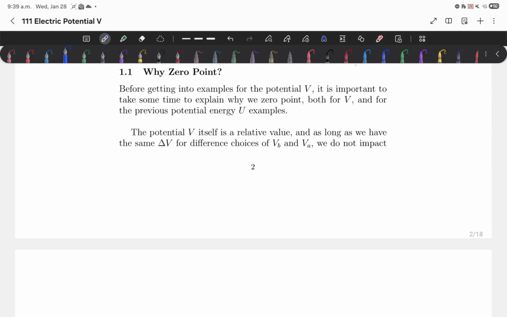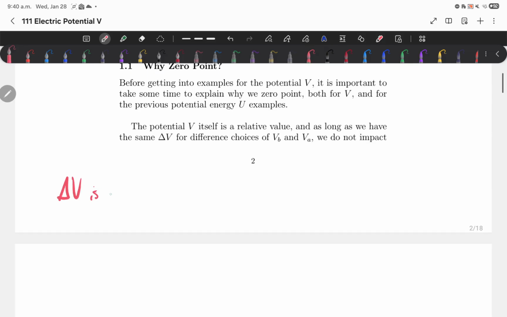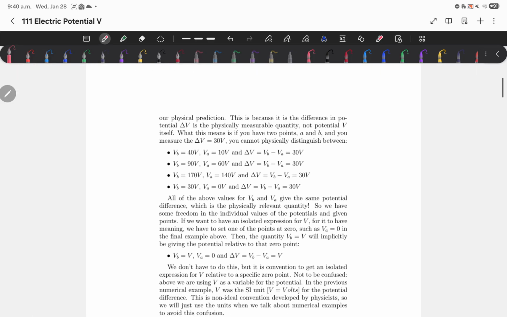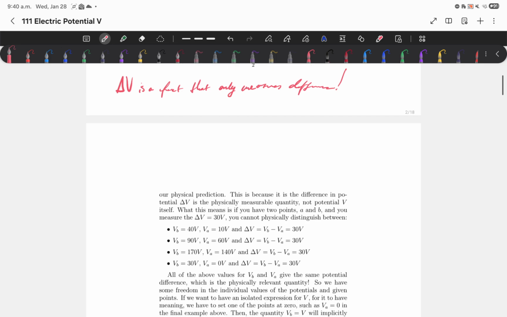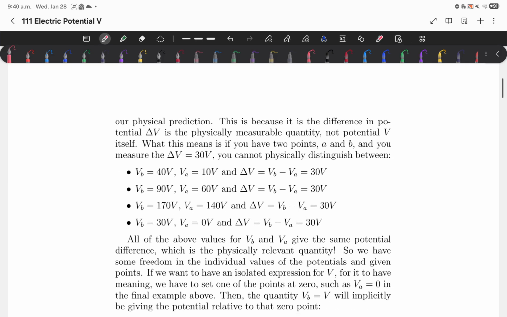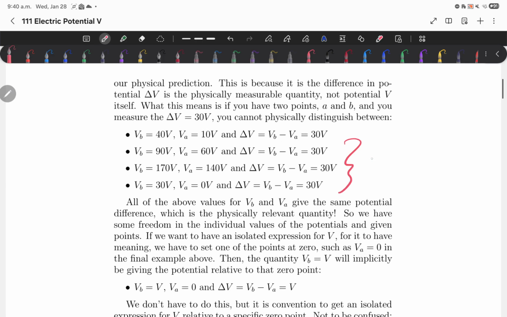So let's take a look at some examples here at the bottom of this slide. You can have VB equals 40 and VA equals 10, delta V is 30. You can have VB equals 90 and VA equals 60. Delta V is again 30. You can have 170 and 140. Delta V is again 30. You get the point. You can pick any two values there that have a difference of 30 and end up with the same delta V. That's what we would physically measure. That's what the physics depends on.